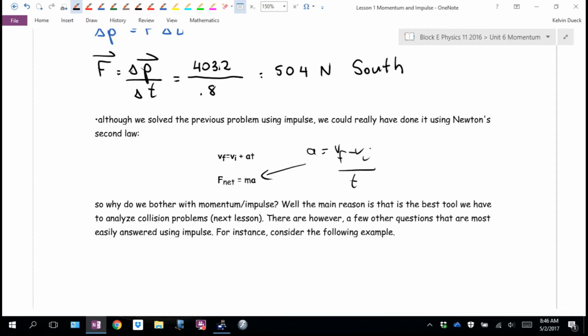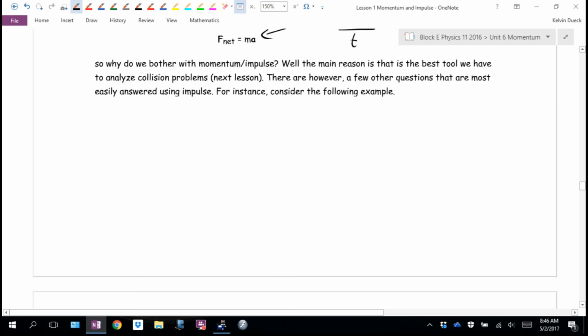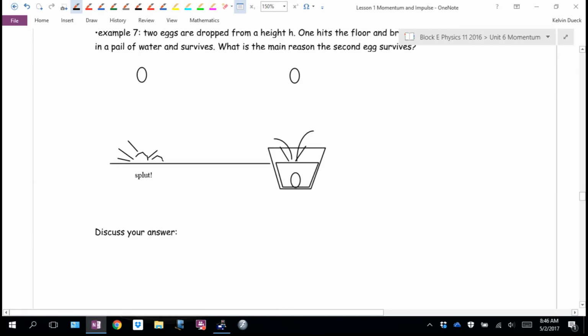Well, first of all, the main reason is that it's the best tool we have to analyze collision problems, which is going to be the next lesson. But there are a few other questions that are most easily answered using impulse. Consider the following example.